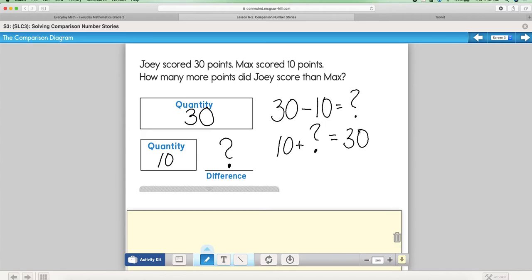So, if I start with 30 and I take away 10, or if I start at 10 and I count up to 30, what would my mystery quantity be? What is the difference between those two numbers? How many more points did Joey score than Max, Angelina?